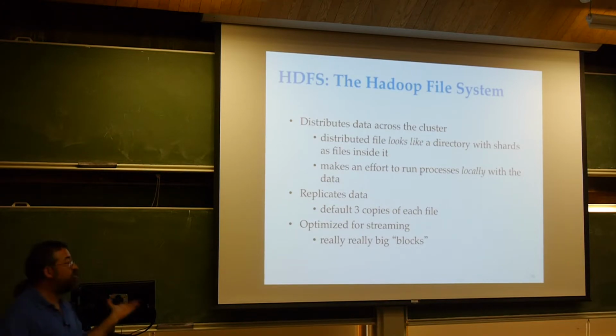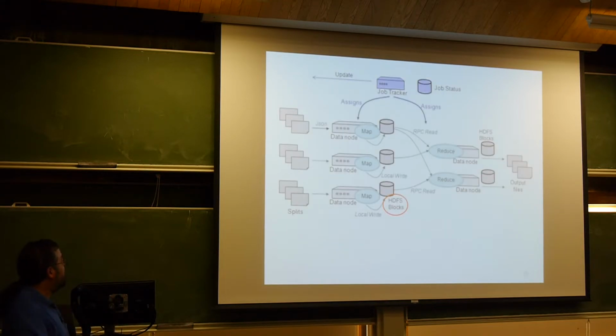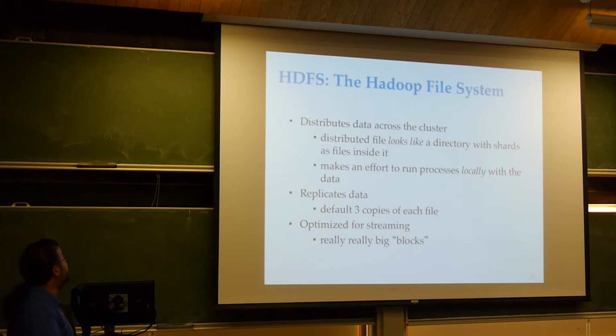So in Hadoop, there's this thing called the Hadoop file system. It's a distributed file system, which means when you interact with it, it's going to feel a little bit slow, right? You'll do an ls command or the equivalent, and it's going to be slow because it's going out to the cluster and querying a whole bunch of machines.